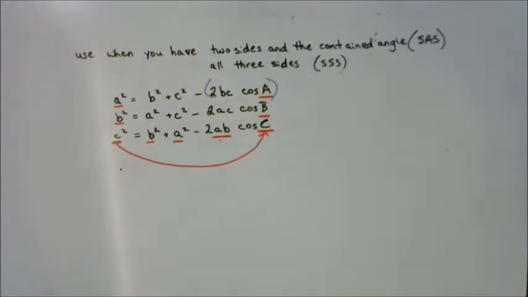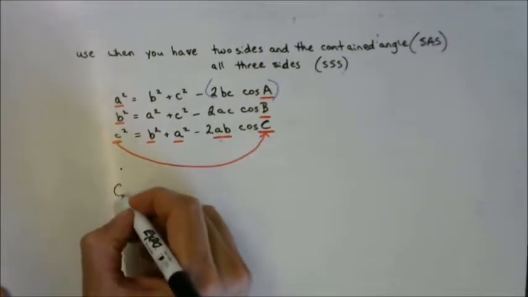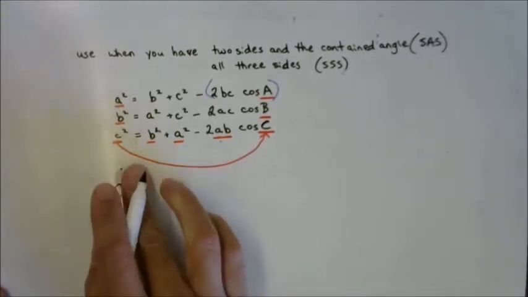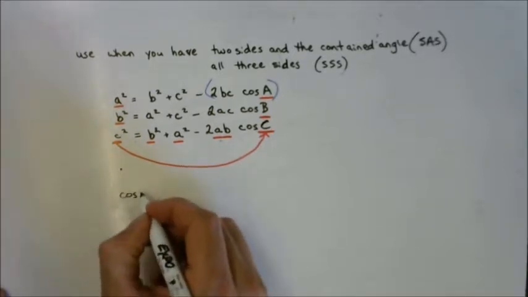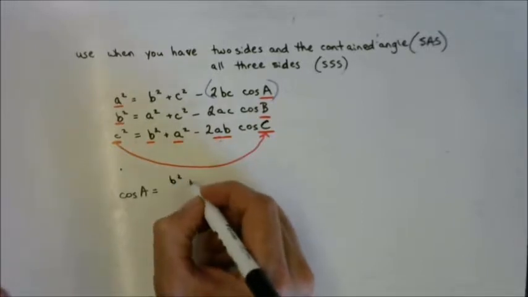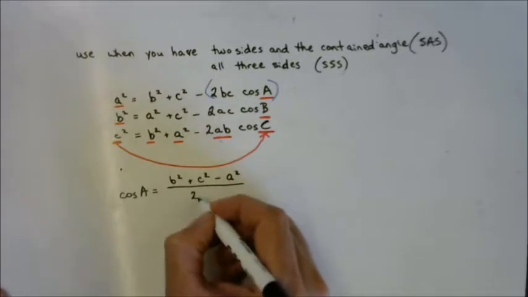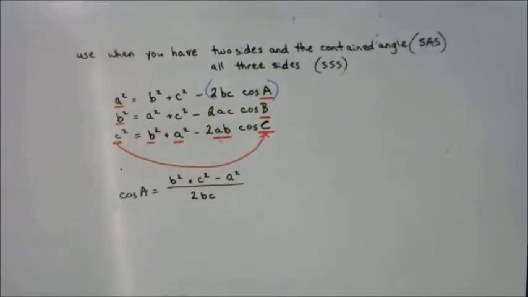Okay, that's how we write it when we're looking for a side length, but you can also write it to help you look for an angle, in which case it's the cosine of A is equal to b squared plus c squared minus a squared over 2bc. So in this situation, this is when you have side, side, side. You know all of the side lengths and you're looking for an angle.